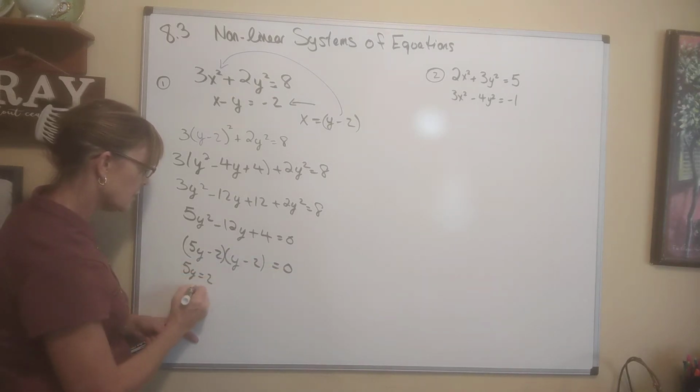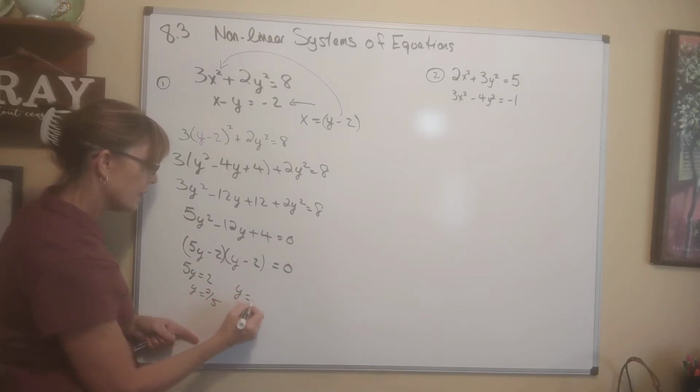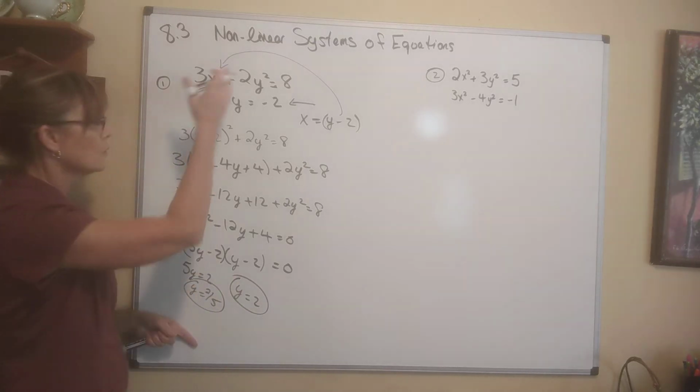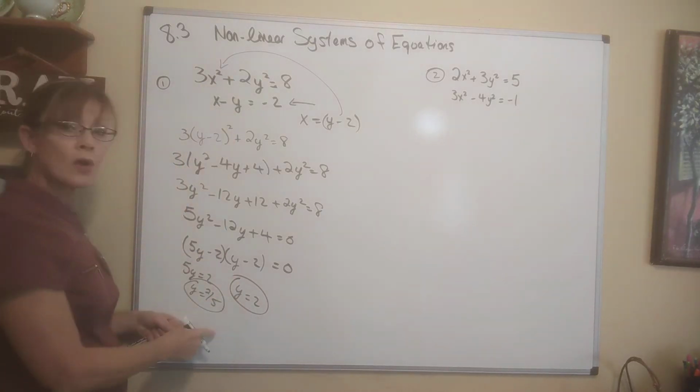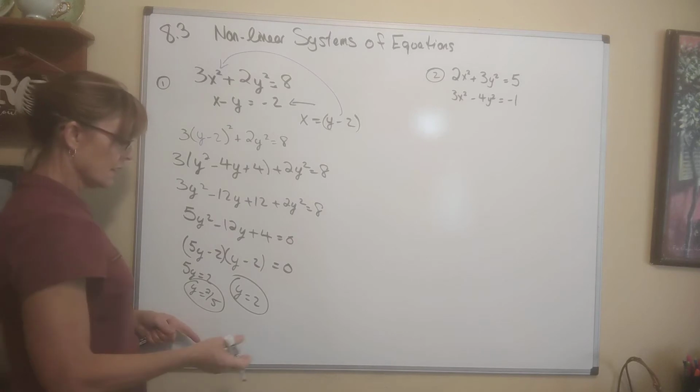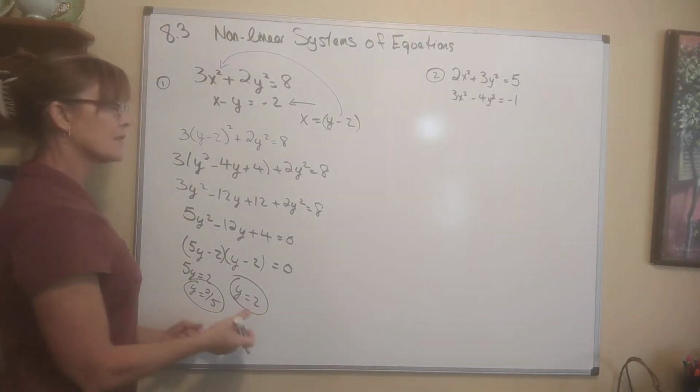5y is equal to 2. Y is 2 over 5. Y minus 2 equals 0. Y is equal to 2. So this will be true when y is 2 and y is 2/5. So let's figure out the x values that go with that.